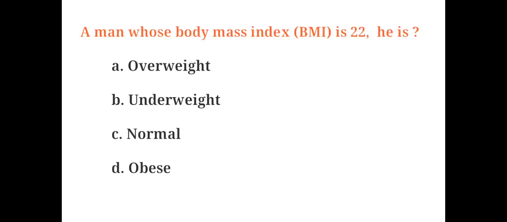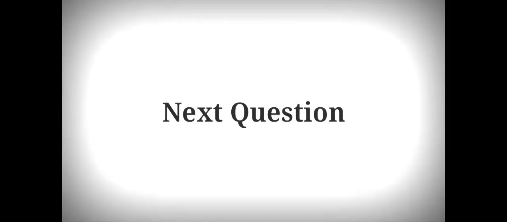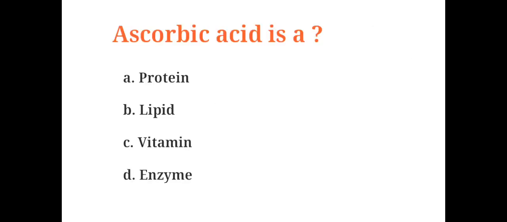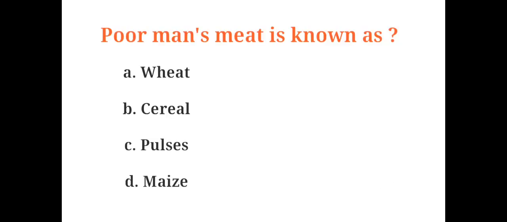A man whose body mass index is 22 is A. Overweight, B. Underweight, C. Normal, D. Obese. And the correct answer is C. Normal. Ascorbic acid is A. Protein, B. Lipid, C. Vitamin, D. Enzyme. And the correct answer is C. Vitamin. Poor man's meat is known as A. Wheat, B. Cereal, C. Pulses, D. Maize. And the correct answer is C. Pulses.